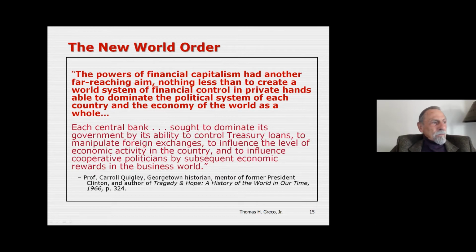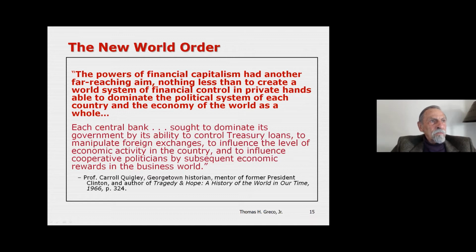Now, Carroll Quigley was a professor at Georgetown University. He was a historian in the Foreign Service School. He was a mentor to former President Clinton and many other people that went into government. And in '66, he wrote a book called Tragedy and Hope, A History of the World in Our Time. And it's a long book, it's almost 1,000 pages. And this is a little bit of what he exposed about the elite objectives.